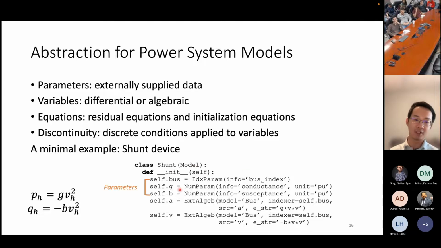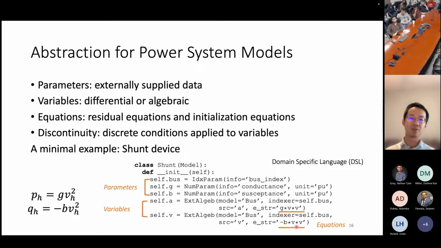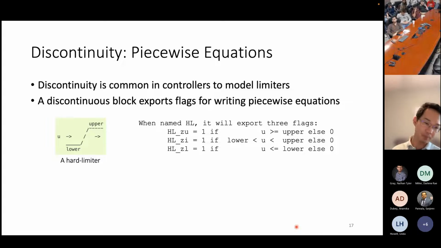First, a shunt is connected to a bus. It has conductance and susceptance, which are given from the data file. The shunt connects to a bus and retrieves the angle and voltage variables from the bus by accessing the bus variables using the bus indices. Recall that the phase angle corresponds to the power balancing equation. So to that corresponding equation, the shunt injects the desired amount of active and reactive power. This can be seen as a domain-specific language for describing a power system model.